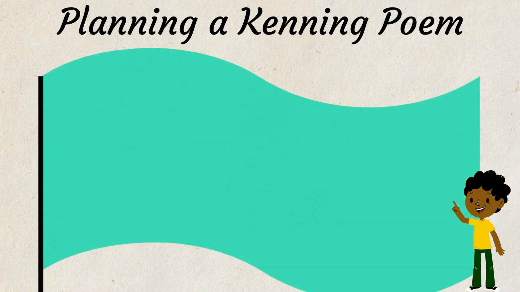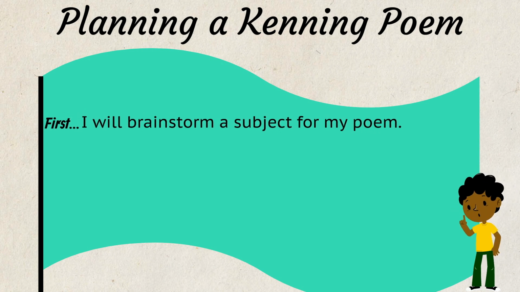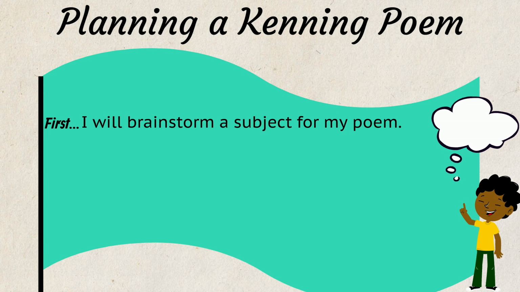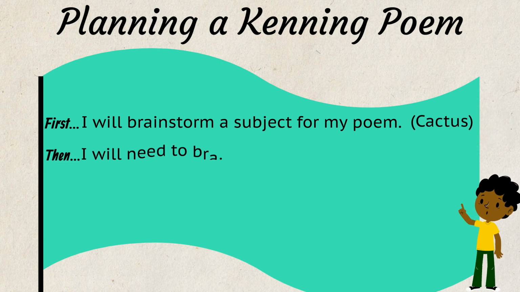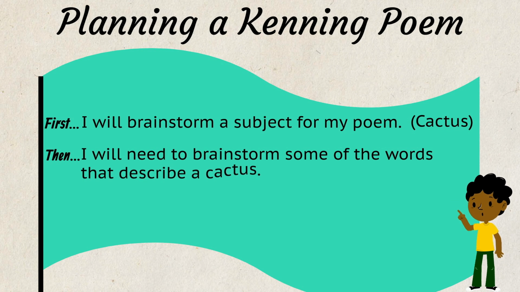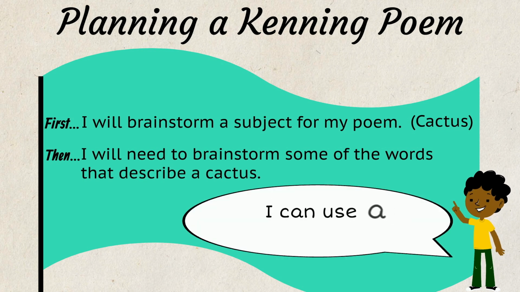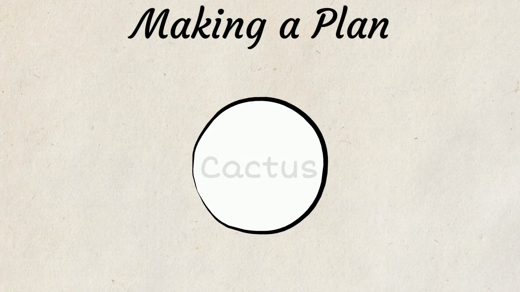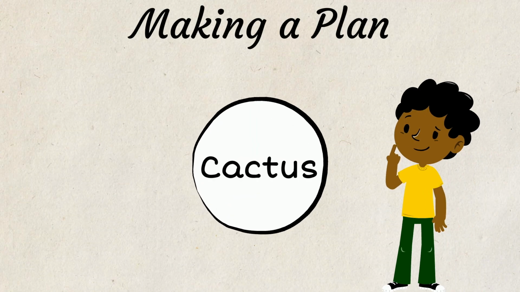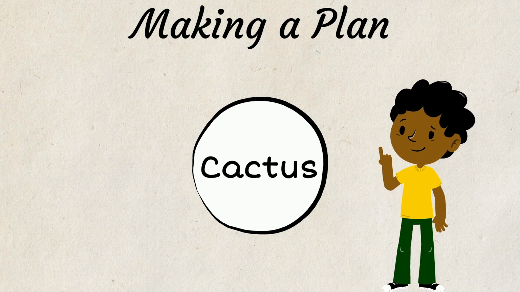Now, I will write my own kenning poem. First, I will need to brainstorm a subject for my poem. I think I will write about a cactus. Then, I will need to brainstorm some of the words that describe a cactus. I can use a mind map to help me organize my thoughts. My subject is a cactus. What words could I use to describe a cactus?